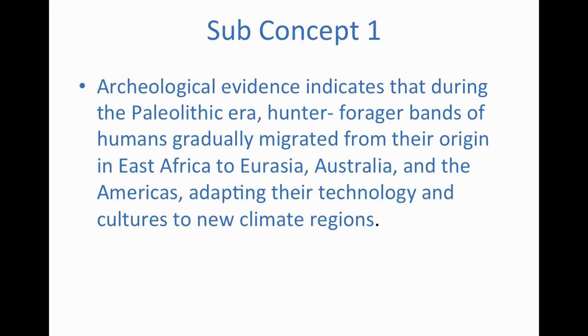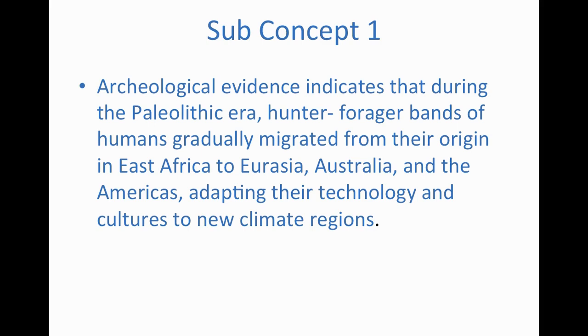Sub-concept one, so this is the smaller concept that you might see a test question focus on. This concept says that archaeological evidence indicates that during the Paleo era, hunter-forager bands of humans gradually migrated from origin in East Africa to Eurasia, Australia, and the Americas, adapting their technology and cultures to new climate regions.